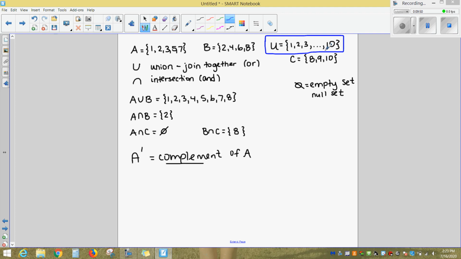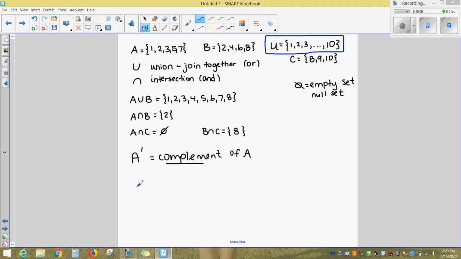And what we think of with this universal set, this is the whole universe. The only numbers that matter to us are 1, 2, 3, 4, 5, 6, 7, 8, 9, and 10. So that's the entire world to us. We know that the set A includes the numbers 1, 2, 3, 5, and 7.